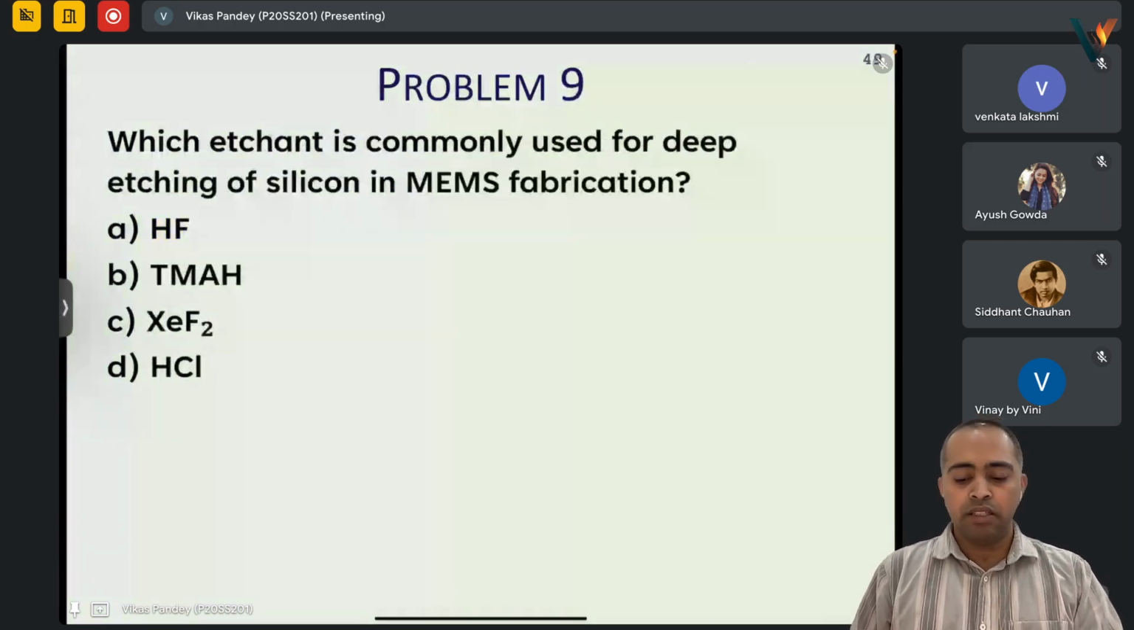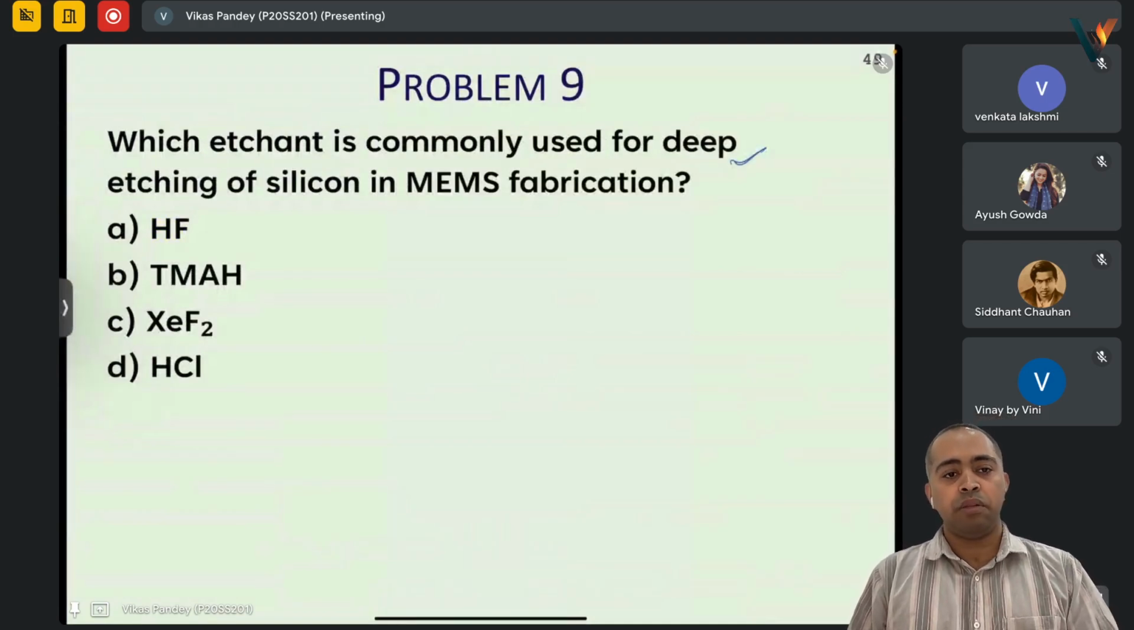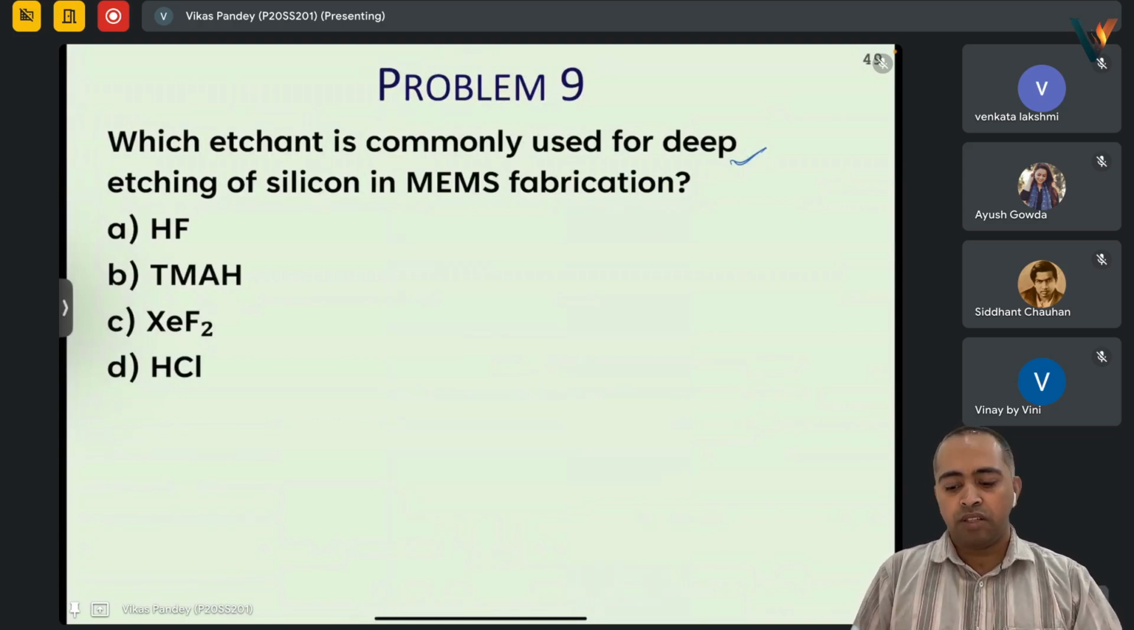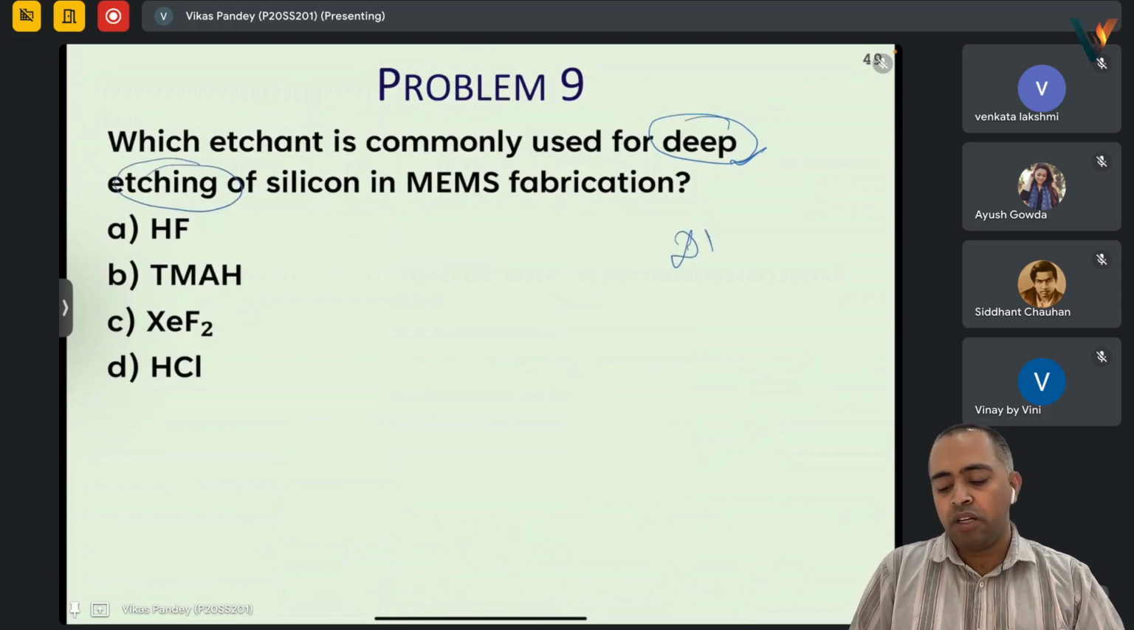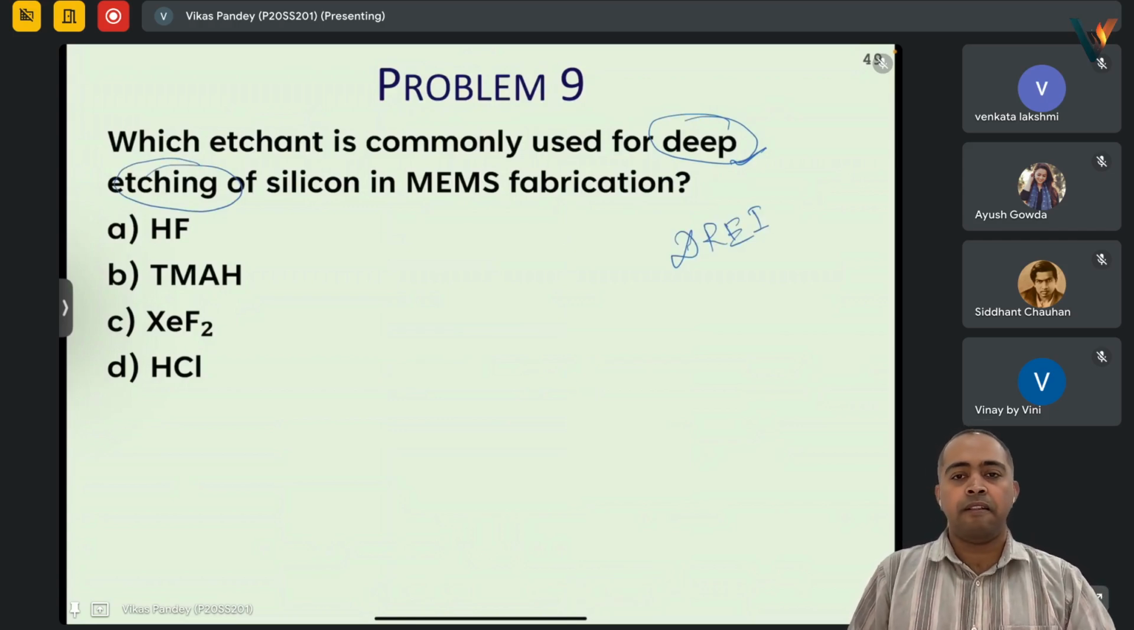Which etchant is commonly used in deep etching of silicon in MEMS fabrication? HF, TMA, xenon fluoride, or HCl? Deep etching. So we are talking about deep reactive ion etching. Anyone?